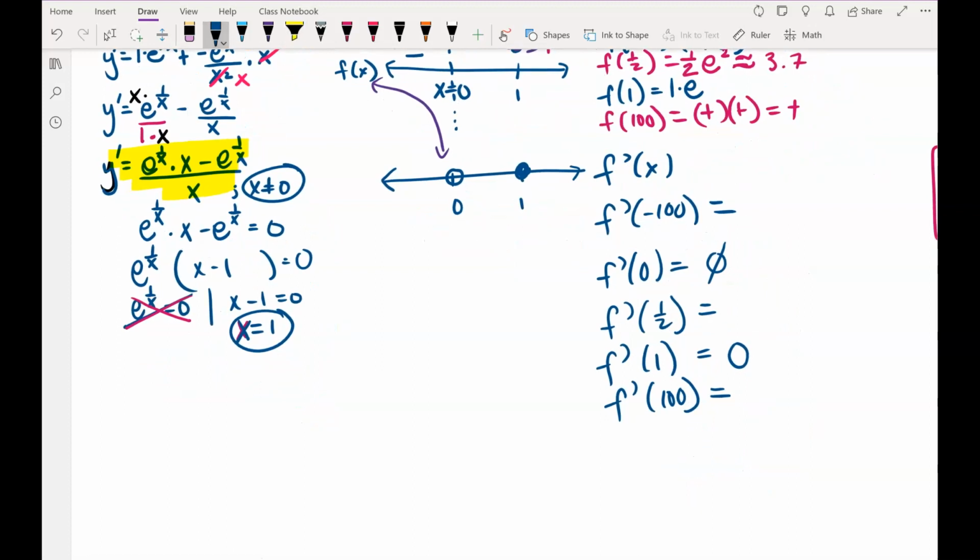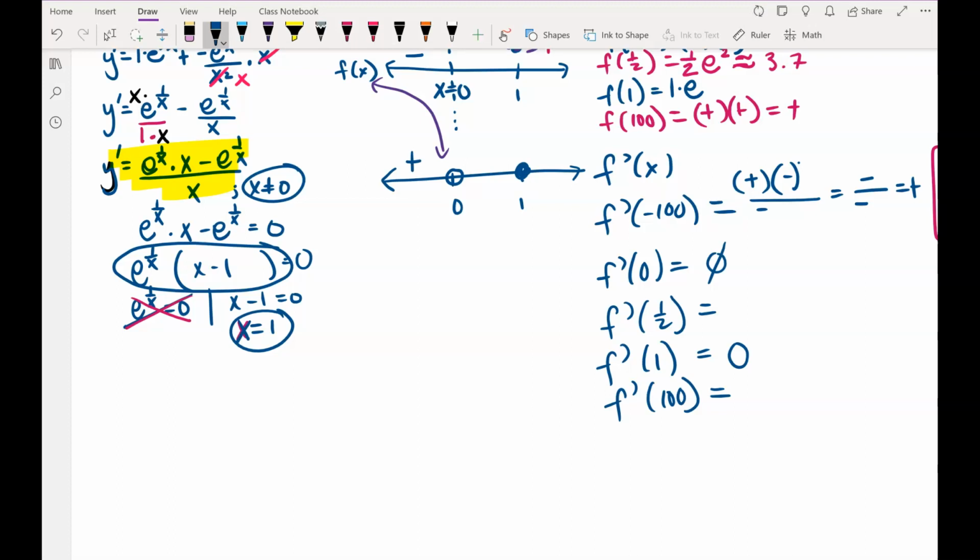Let's check it out. On the top, we have negative 100. We could technically use this factor form here. On the bottom, it's always x, so that's always negative for negative 100. On the top, e to the 1 over negative 100 is always positive, times negative 100 minus 1, which is negative. A positive times a negative gives a negative, divided by negative, so that's positive.